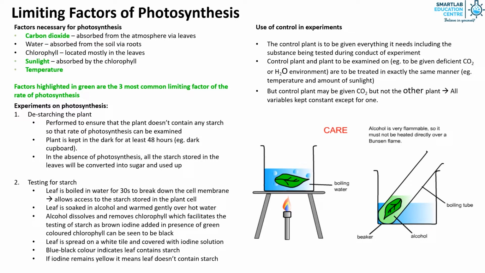For example, the control plant and plant to be examined are given the same temperature and amount of sunlight, but the control plant gets to receive carbon dioxide but not the plant to be examined. Now let's see how we can study the effect of carbon dioxide on the rate of photosynthesis. There are two experiments that can be done.